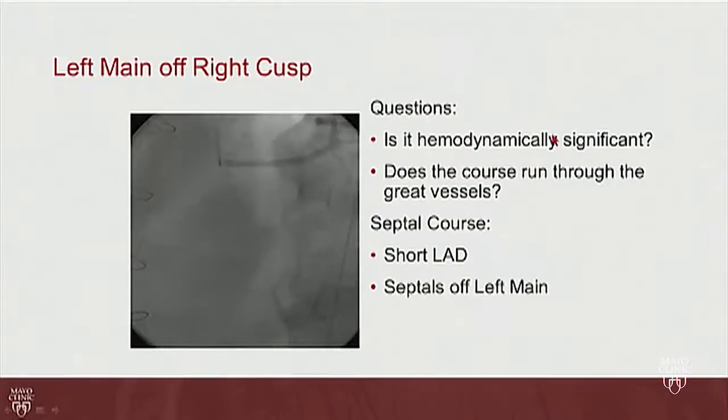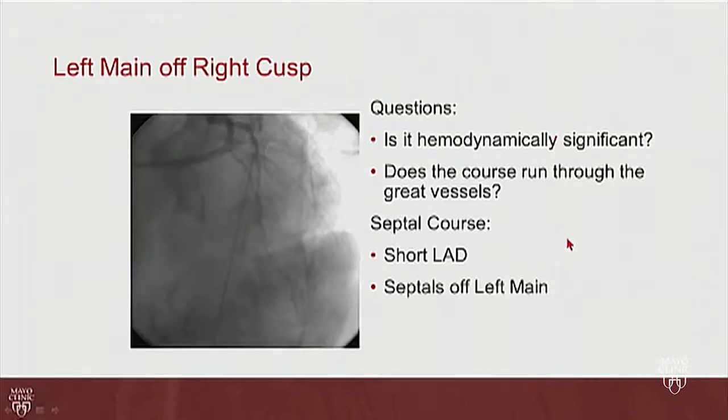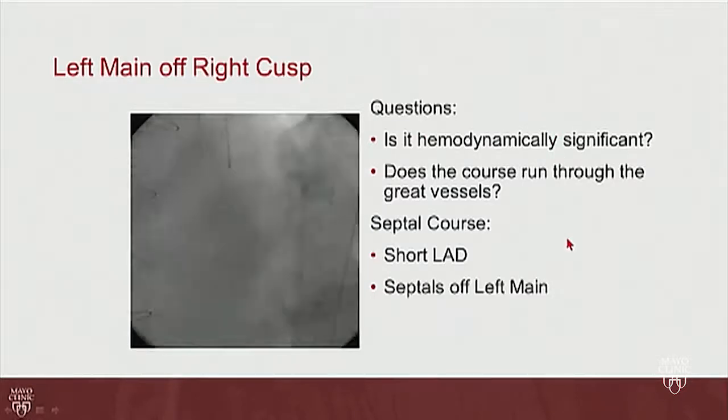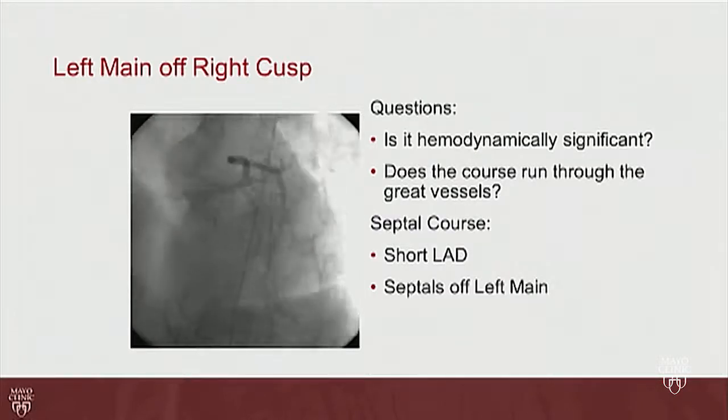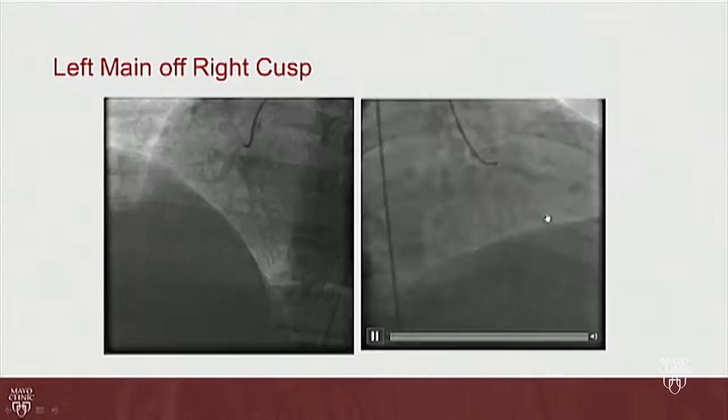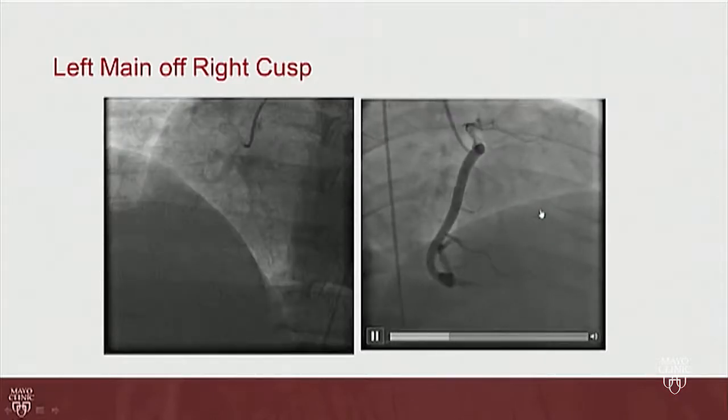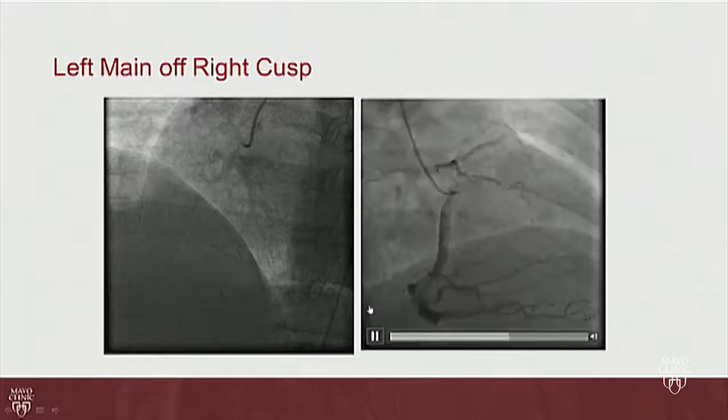So the questions are, is it hemodynamically significant? Does it run through the great vessels? And this one was that septal course with a short left anterior descending coronary artery and septals coming off the left main coronary artery. This is a different anomaly.